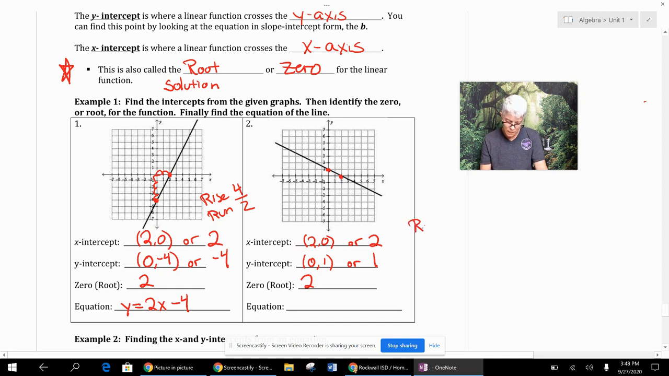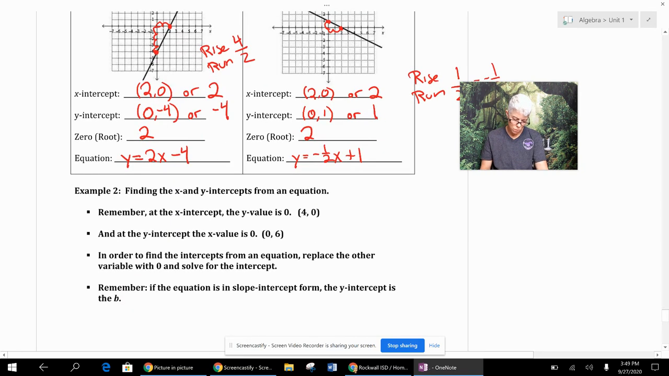So again, I can do rise over run is just one way. You could do the slope formula if you wanted to. That would be okay too, where you do y2 minus y1 over x2 minus x1. But I'm just going to go ahead and look here. The rise is 1. The run is 1, 2. I can see it's a negative slope, so it is going to be negative 1 over 2. So my equation is y equals negative 1/2 x plus 1, because the y-intercept is 1. Pretty easy. Let's go to the next one.